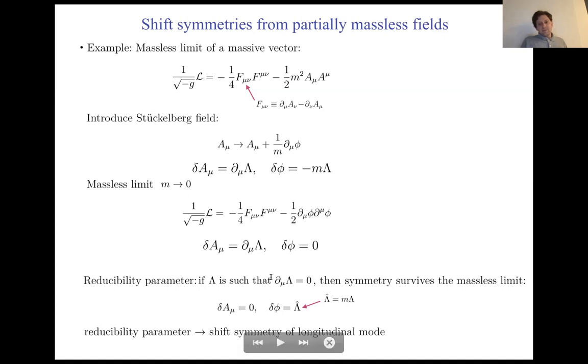If we have such a lambda, then this can survive the massless limit. If lambda is chosen to be the reducibility parameter, then this part vanishes, and we can rescale lambda to absorb this m and take a limit where lambda hat, the rescaled reducibility parameter, is kept constant. In that limit, this is exactly the shift symmetry that appears on phi. So the shift symmetry is precisely the reducibility parameters of the gauge symmetry that we are restoring.